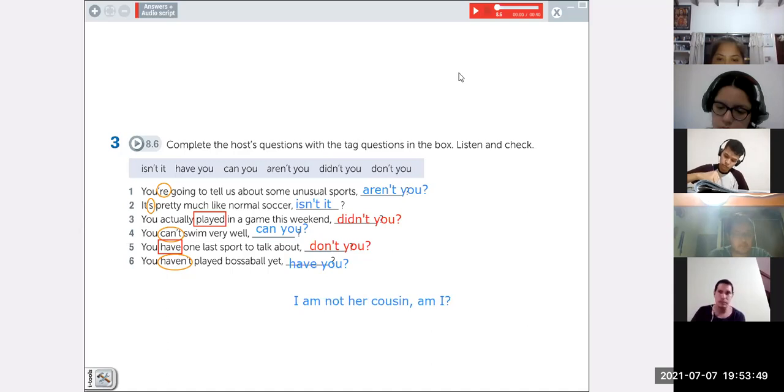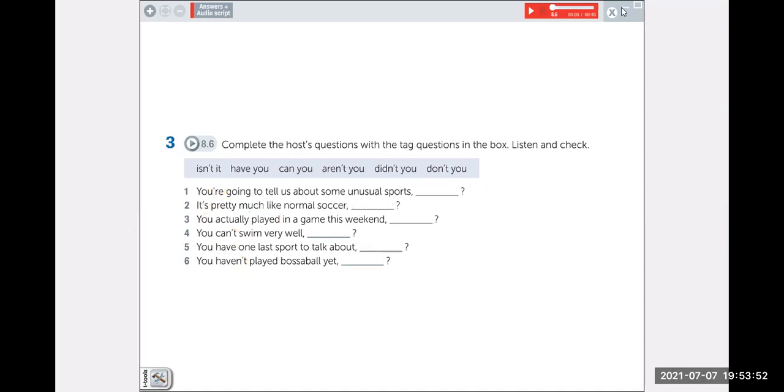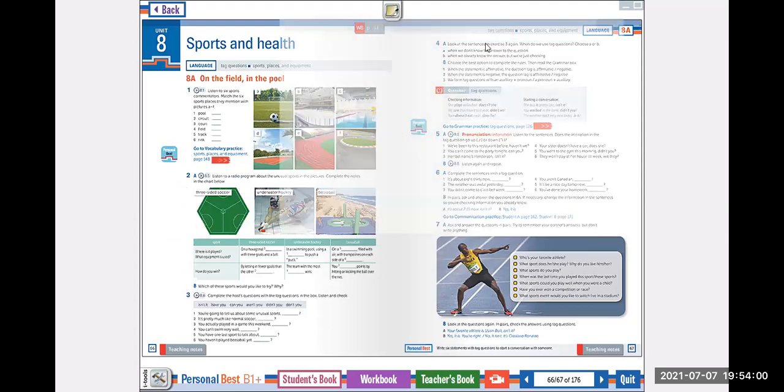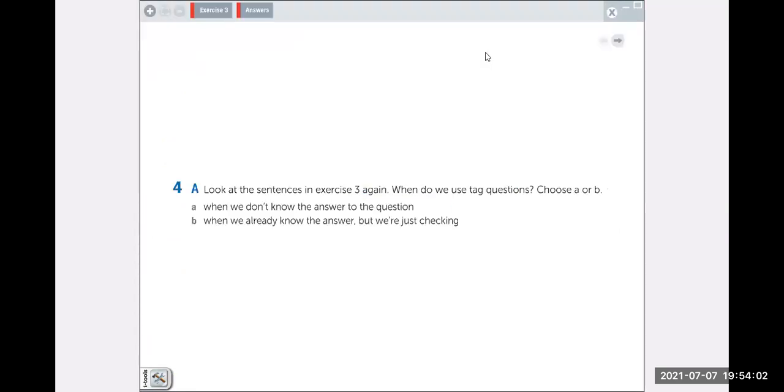Good. So let's complete some of the exercises in the book. Number 4. Look at the sentences in exercise number 3 again. When do we use tag questions? Choose A or B. So here we have the two options. When we don't know the answer to the question, or when we already know the answer, but we are just checking. So we said B, right? We said that we use tag questions when we are checking information, right?